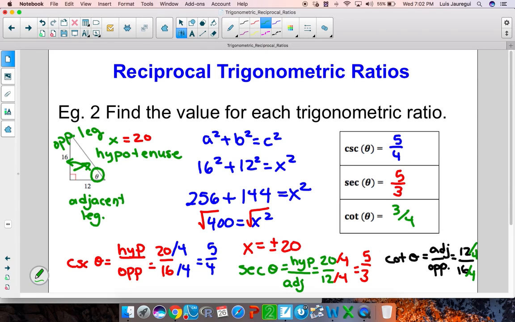Once again, it's important that we label all the parts in the right triangle. You can also make sure that you use Pythagorean Theorem to find the length of the missing sides. And once you have that, you just make use of the actual definitions of the reciprocal trigonometric ratios.